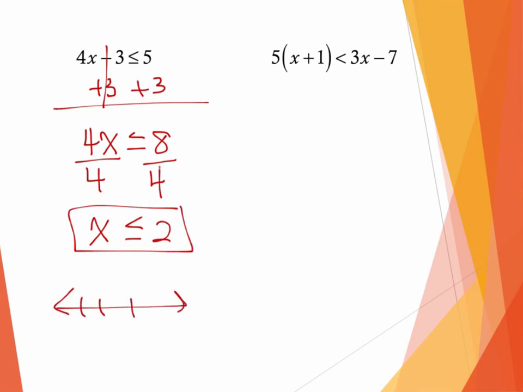If I were to graph that, 2 is included, so it's a square bracket, and I graph on the number line. So my interval here is from negative infinity to 2.